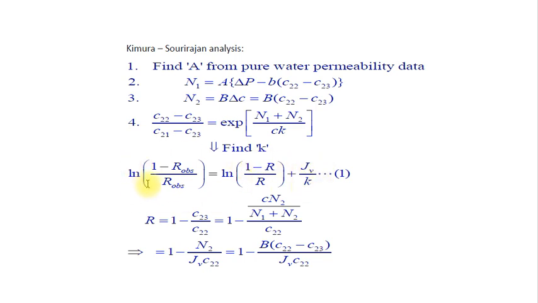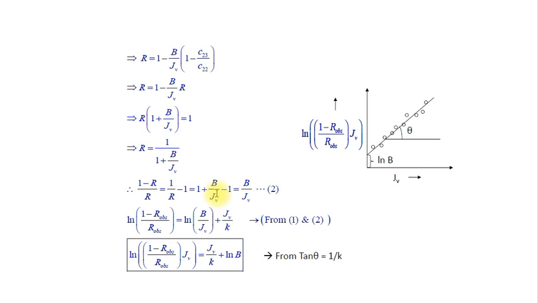We have already explained that in this equation R observed is the observed rejection, and R is the true rejection. So R can be written by this formula, and if you rearrange it, then R will be equal to 1 minus B, where B is the solute permeability, (C2 minus C3) divided by JV, JV is the total flux, divided by C2. Again, replace R by this formula and solve this. This derivation is not important for you. You just have to follow the steps, and only remember the final expression.